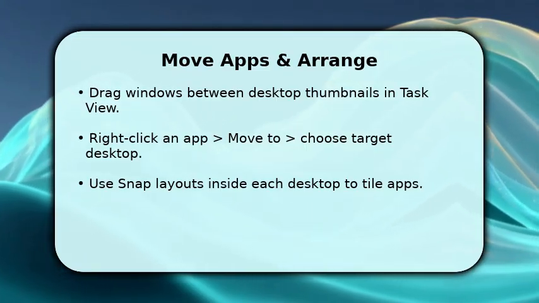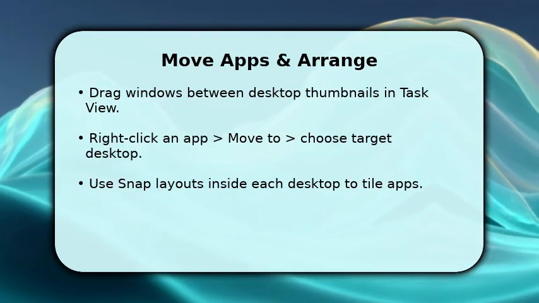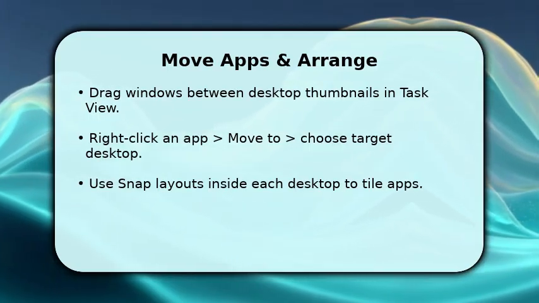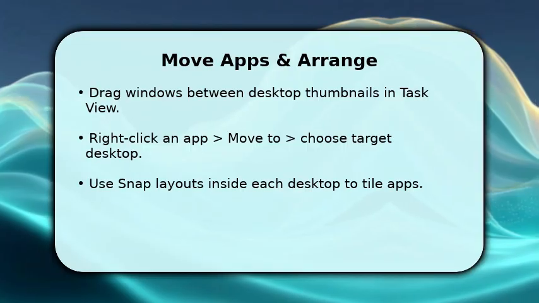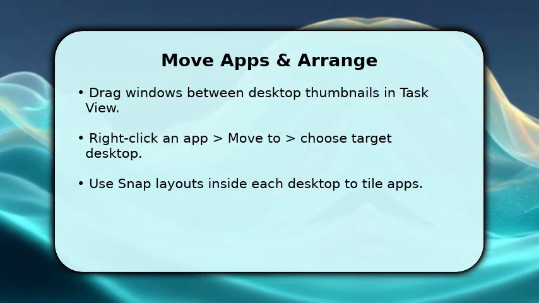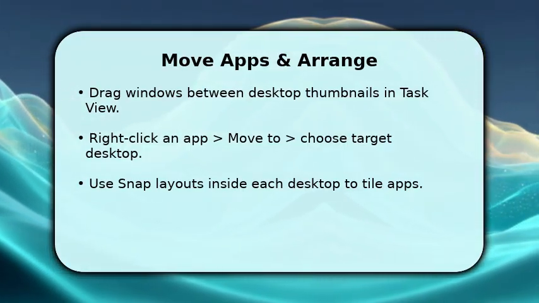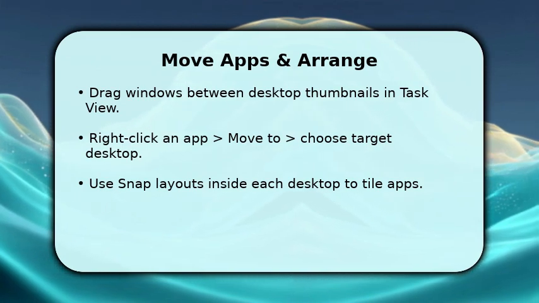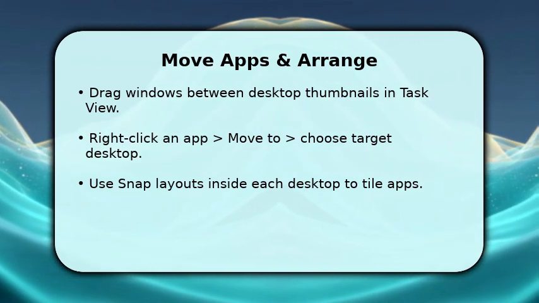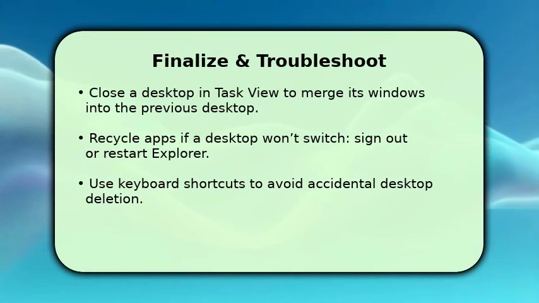Once inside a desktop, use Snap Layouts to tile windows, hover the Maximize button or press Win plus Z to create efficient side-by-side workflows. Make sure to place communication tools on one desktop and heavy work apps on another to reduce distraction. Finish by reviewing desktops in Task View and closing any you no longer need.